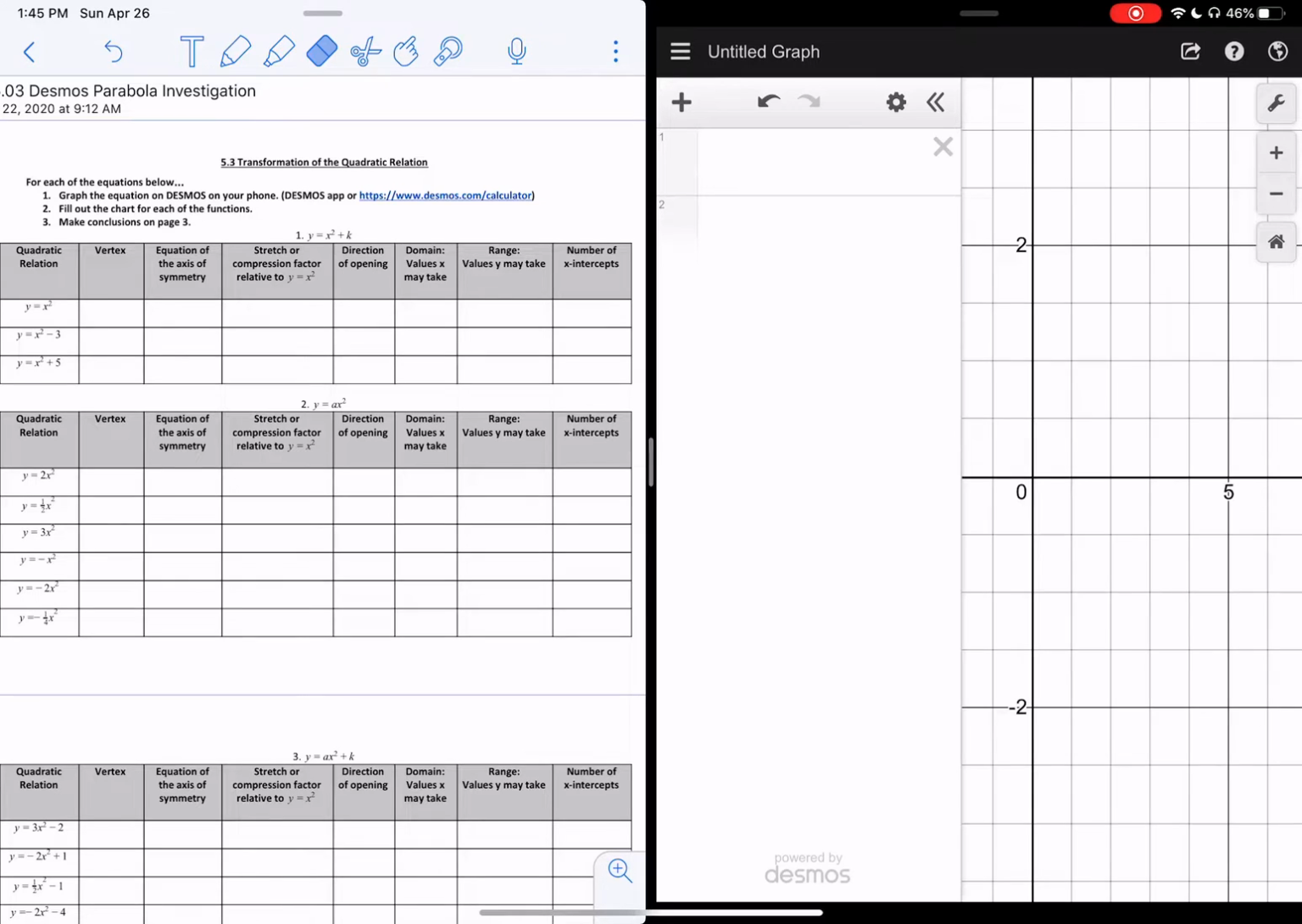So I'm going to go through and do an example of each one. And then what I want you to do is go online and look at the answers and compare your answers with the ones I've written.